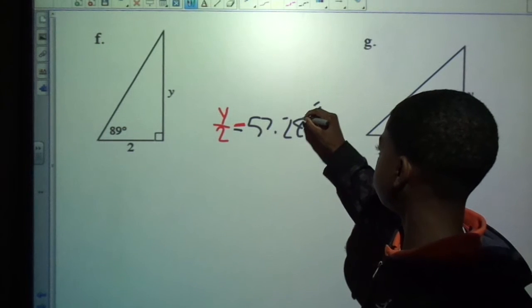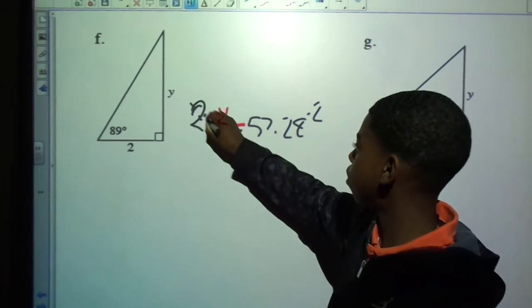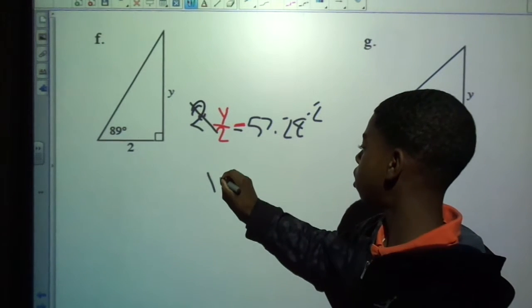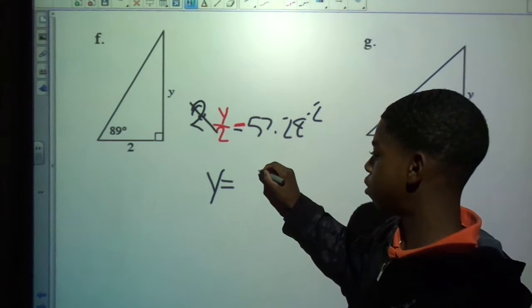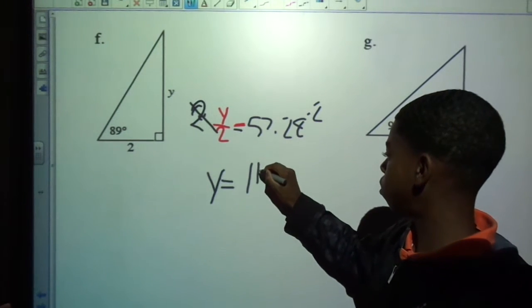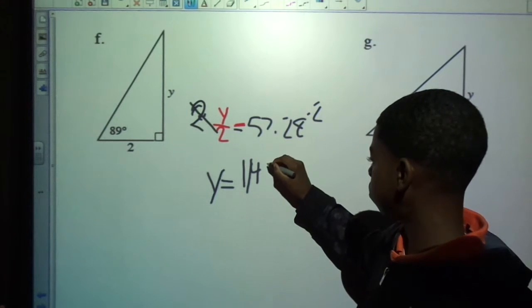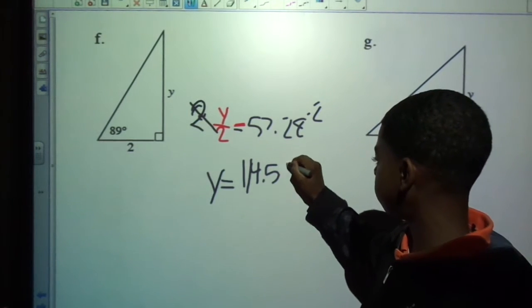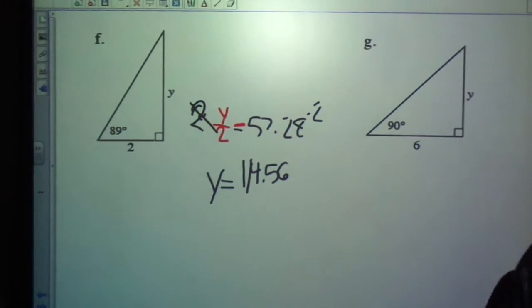Now we just have to figure out y. We multiply by 2 on each side. It's okay. The 2s cancel out. Good. So y, and then multiply by 2. Okay, 114.56. Thank you.